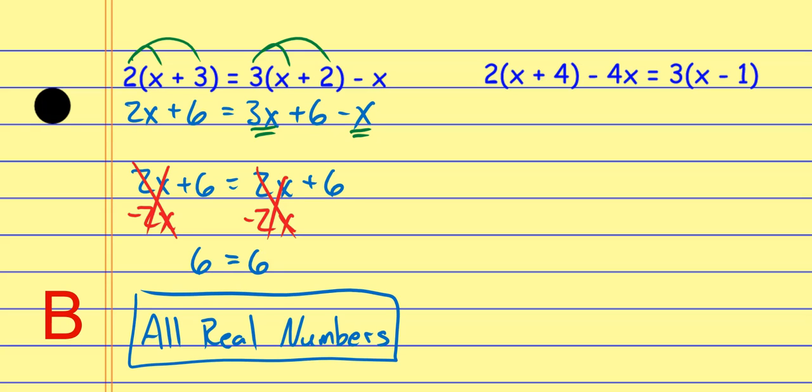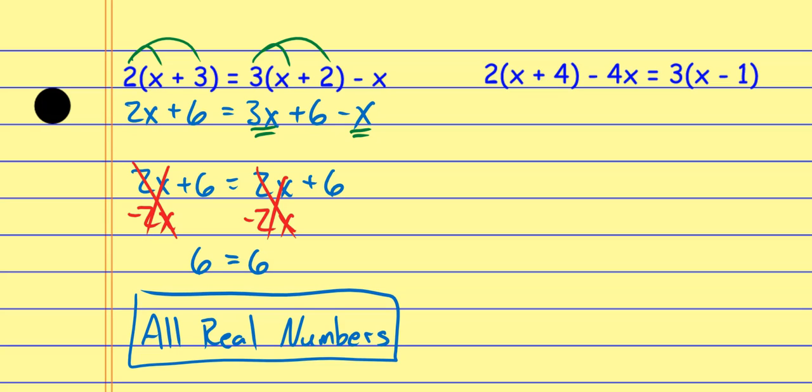The flip side of this coin: if I get something that's not true, like here I got 6 equals 6, that's true. If I got something that's not true, like 6 equals 5, well then I would say no solution. Because what that's telling me is that no matter what I plug in for x, it's not going to work. So keep in mind those are the two special situations when the variables are gone. A true statement is all real numbers. A false statement, something that's not true, is no solution.